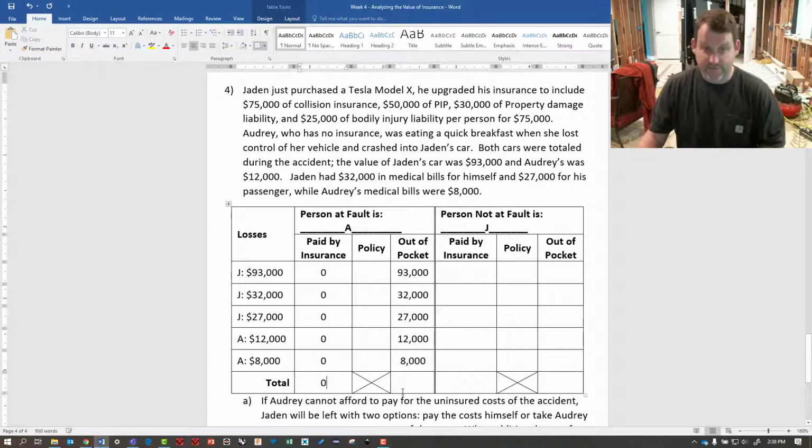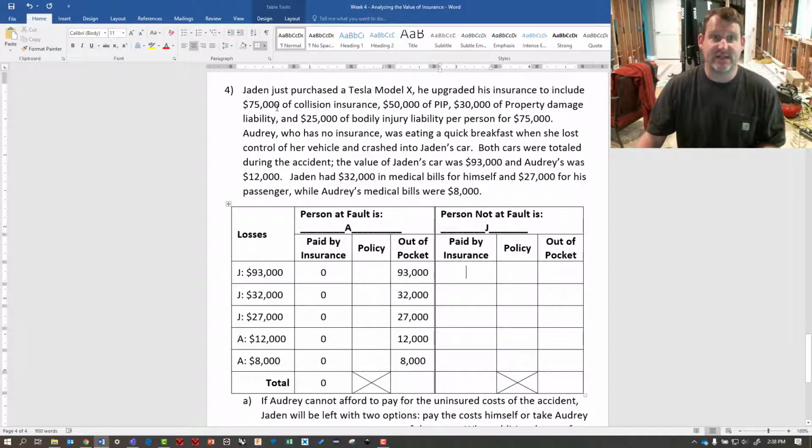Now, there is some good news that Jaden was responsible and had some extra insurance, more than the minimum. So let's look at what Jaden's policy will kick in now. Otherwise, if Jaden sues her for $180,000, he might get $4,000, and otherwise he's just out that money. So let's take a look.